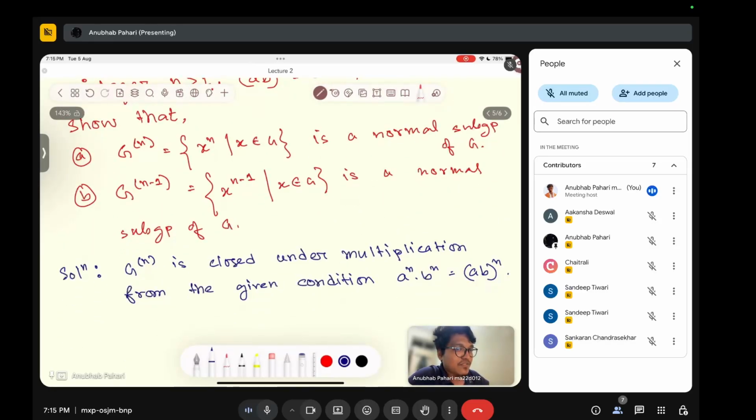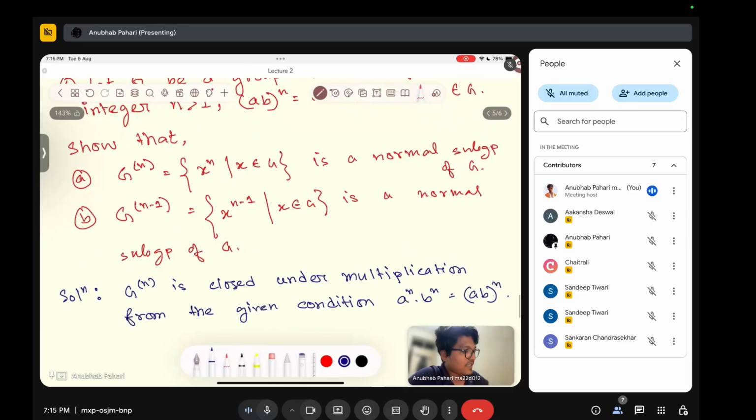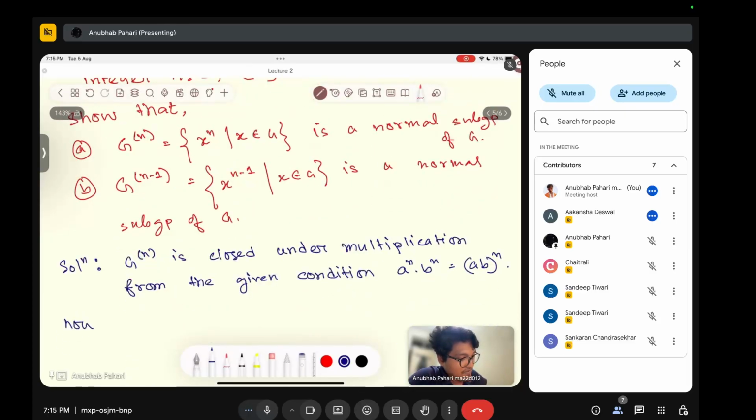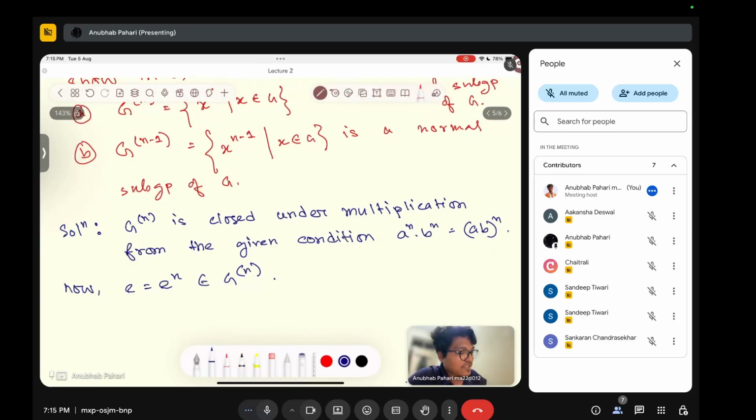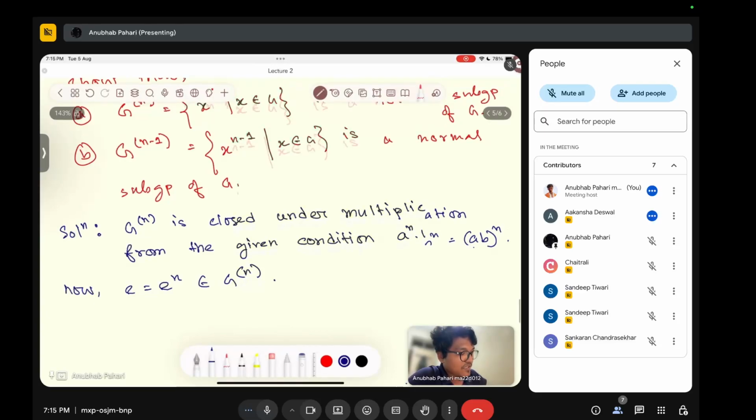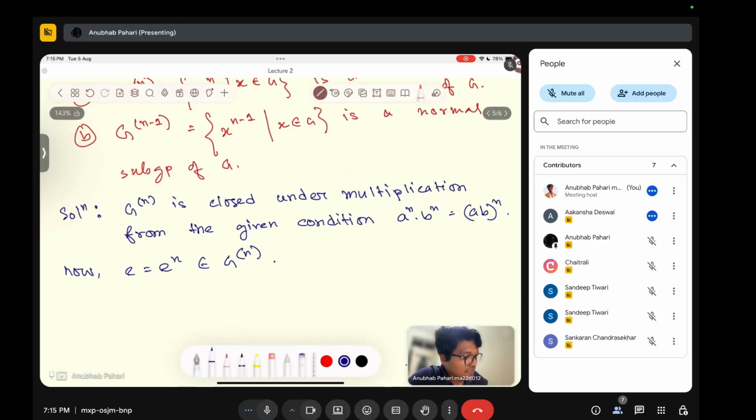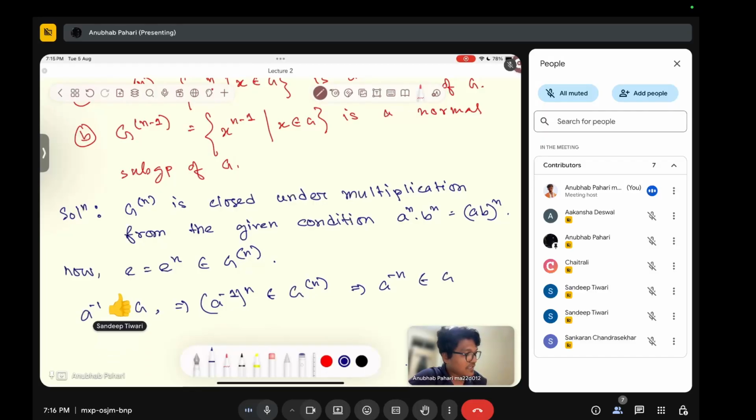Let's get back to your question, Akanksha. So Gn is closed under multiplication, that is clear from the given condition. Now e equals e to the power n, so this belongs to Gn. So the identity also belongs. Now a inverse belongs to G. This implies that a inverse to the power n belongs to this. That implies a to the power minus n belongs to Gn.